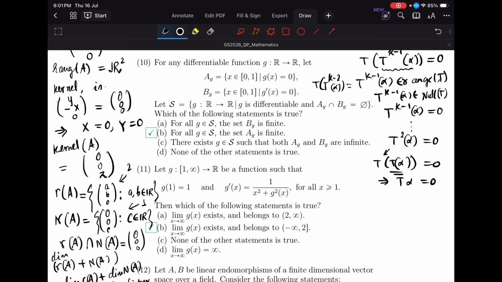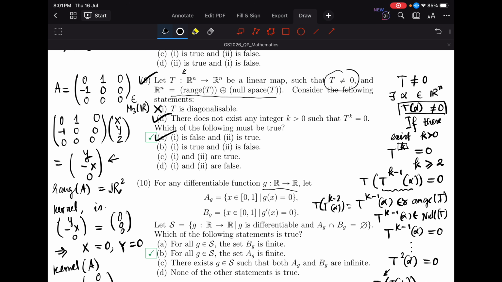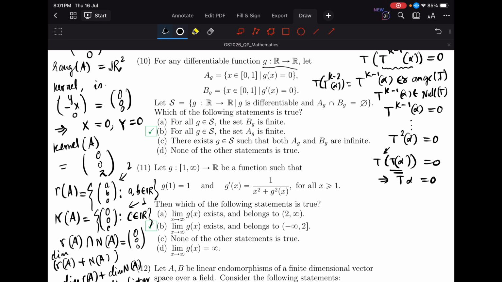Okay, so move on to the next problem. For any differentiable function g from R to R, A_g is the set of x in (0, 1) such that g(x) equals 0, and B_g is the set of x in (0, 1) such that g'(x) equals 0. Okay. Then S is the set of g from R to R, g is differentiable, and A_g intersection B_g is empty. Then which of the following is true? So they are basically asking about the cardinality of the sets A_g and B_g.